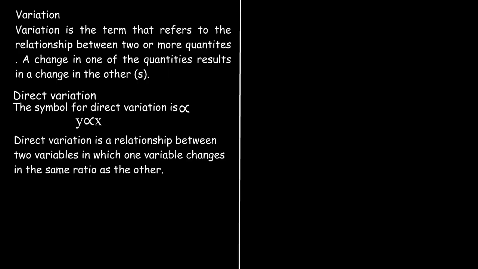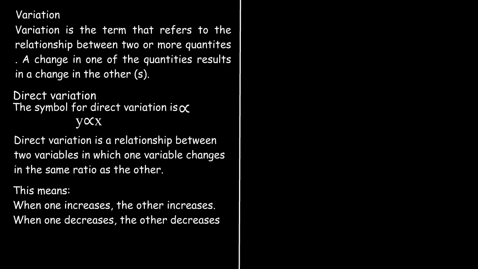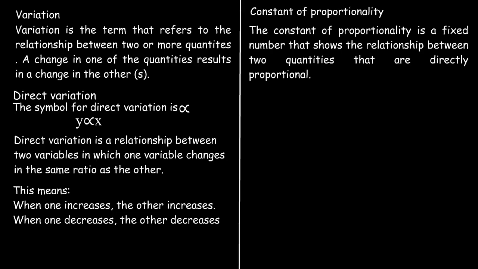Direct variation is a relationship between two variables in which one variable changes in the same ratio as the other. This means when one increases, the other increases, or when one decreases, the other decreases. When we look for variation or when we solve variation, we introduce a concept known as the constant of proportionality. The constant of proportionality is a fixed number that shows the relationship between two quantities that are directly proportional. In this case, y varies directly as s.